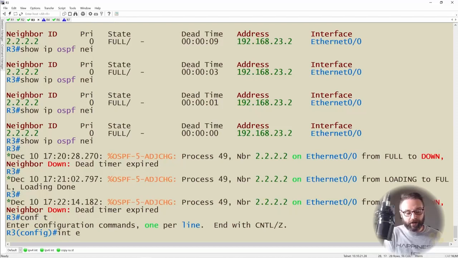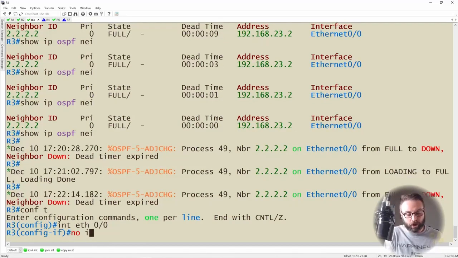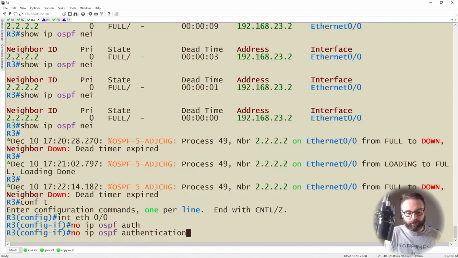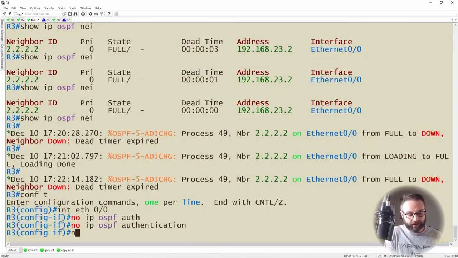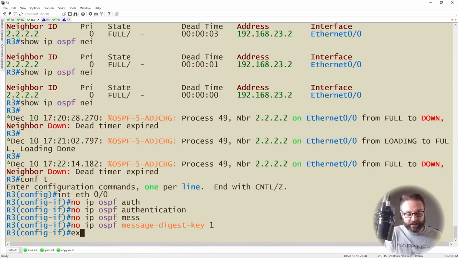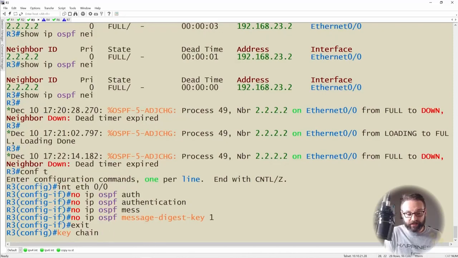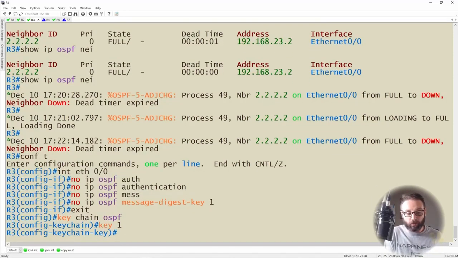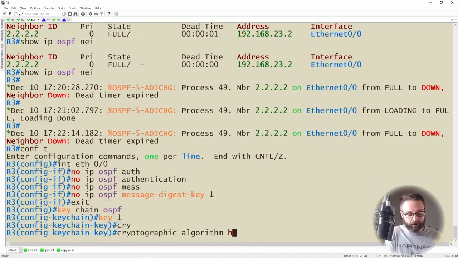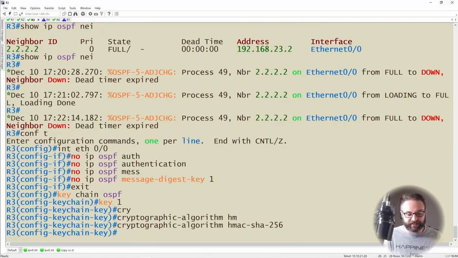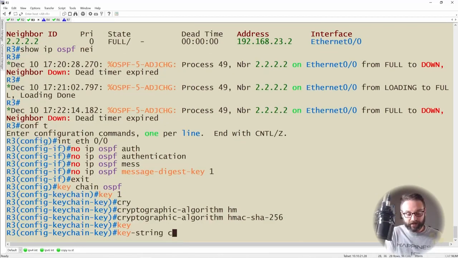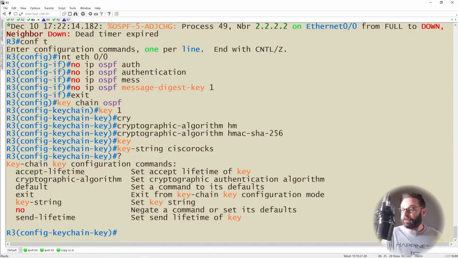On router 3, I'll go into interface Ethernet 00. I'll back out the OSPF authentication that we did earlier, as well as the message digest key. And now I'll create the keychain OSPF, specify key 1, the cryptographic algorithm of HMAC SHA 256, and the key string of Cisco rocks.